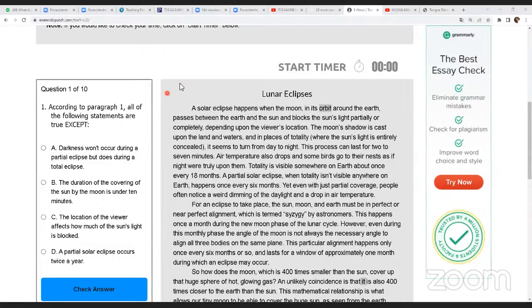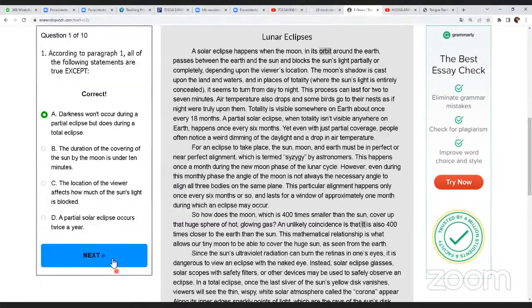All right, thank you. It was everything. So according to paragraph 1, all of the following statements are true, except A. Darkness won't occur during a partial eclipse, but does during a total eclipse. B. The duration of the covering of the sun by the moon is under 10 minutes. C. The location of the viewer affects how much of the sun's light is blocked. D. A partial solar eclipse occurs twice a year. What do you think? A. Yes, that's the correct answer.